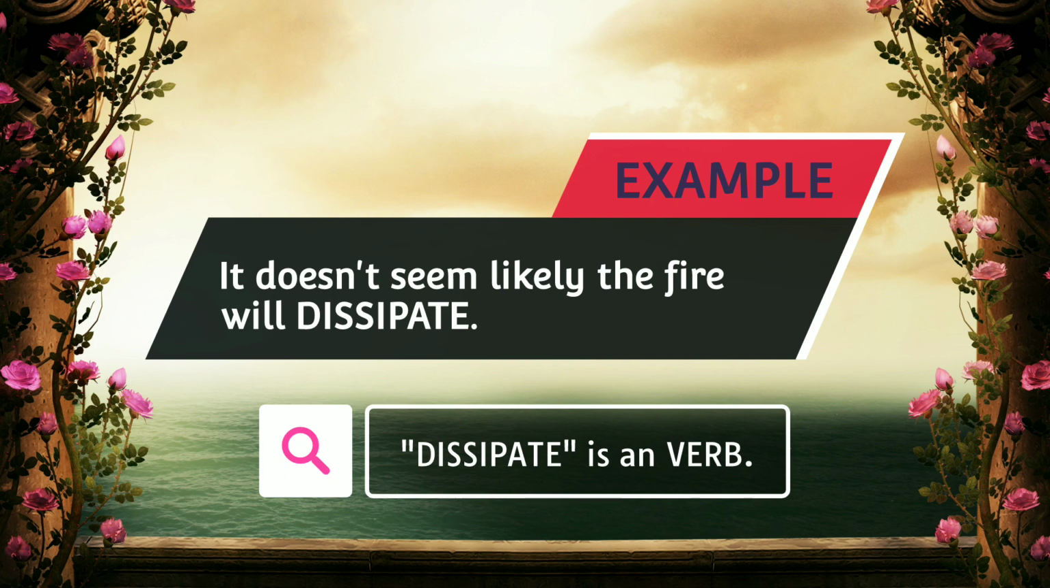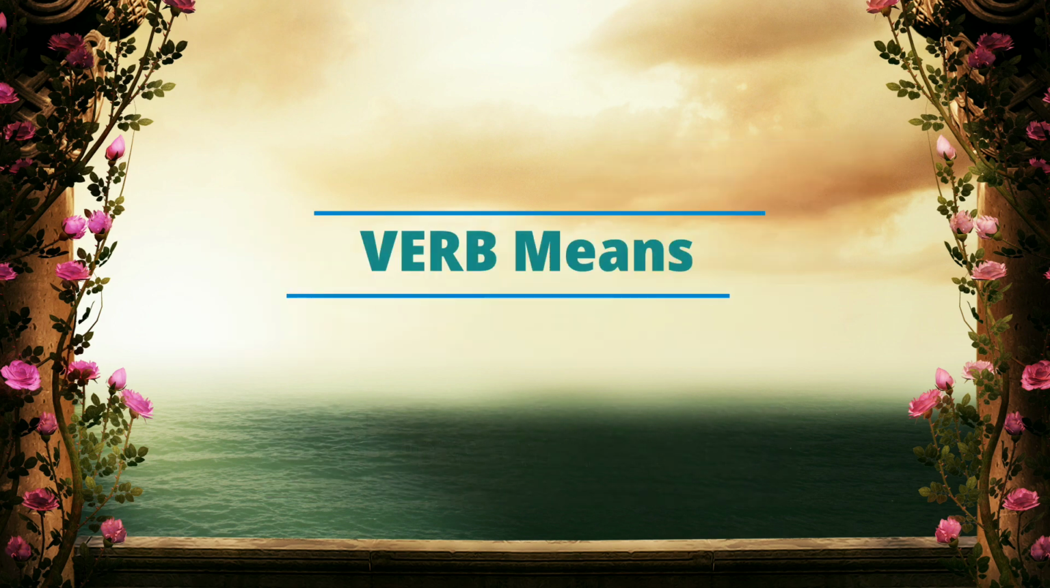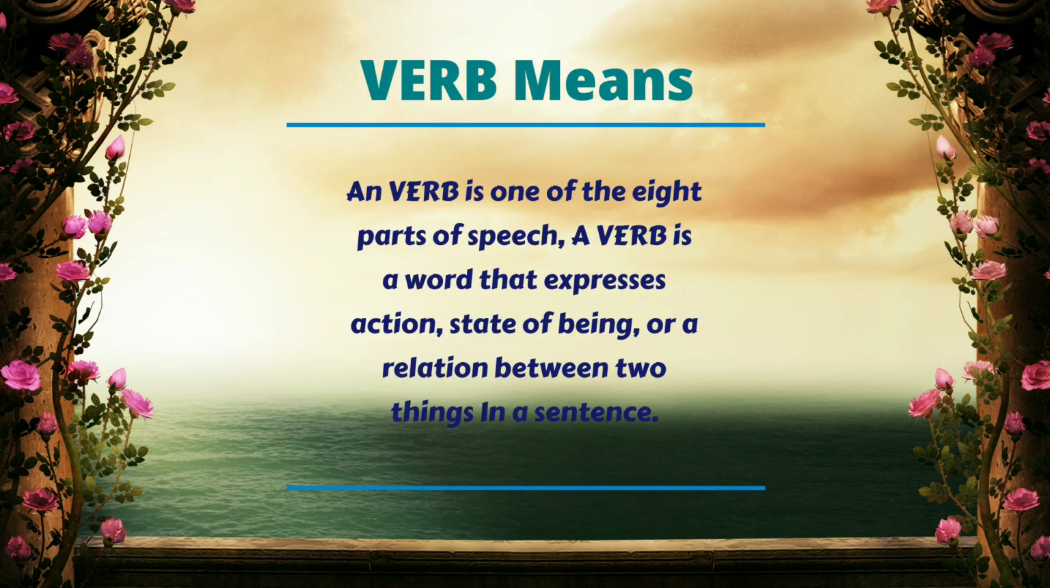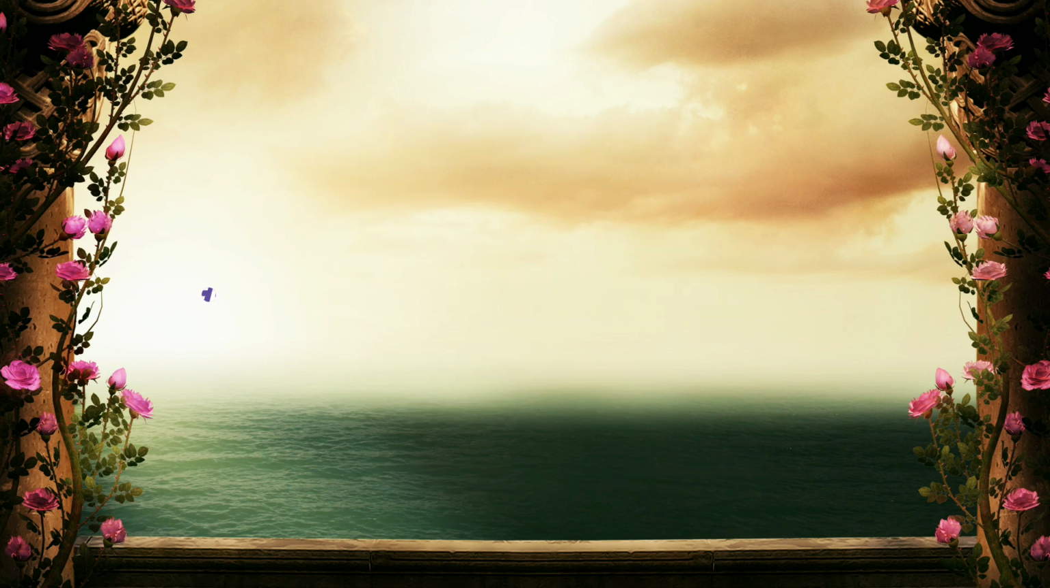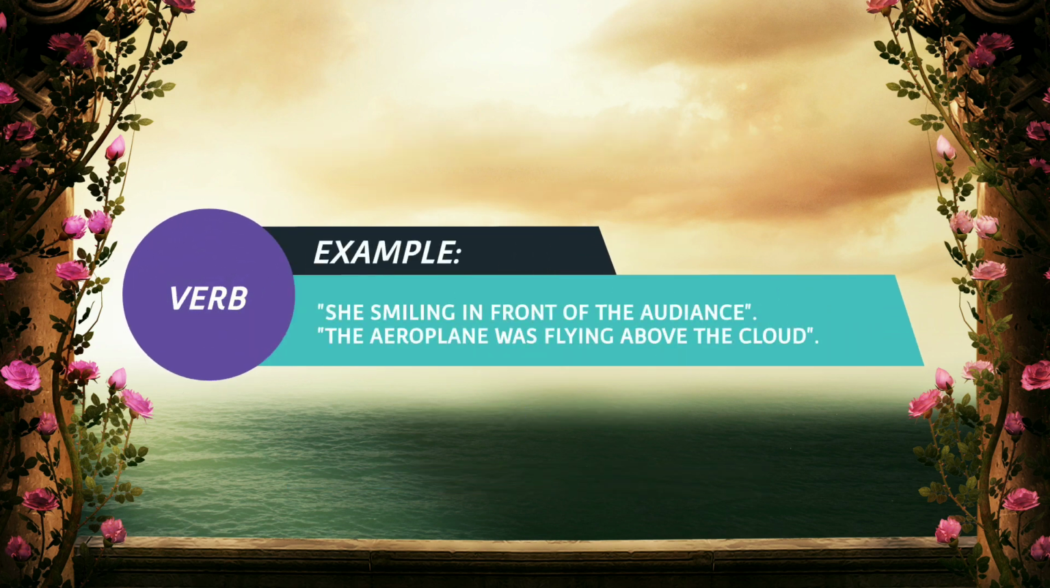Here dissipate is a verb. And verb is one of the 8 parts of speech. A verb is a word that expresses action, state of being, or a relation between two things in a sentence. Example: she is smiling in front of the audience. That aeroplane was flying above the clouds.